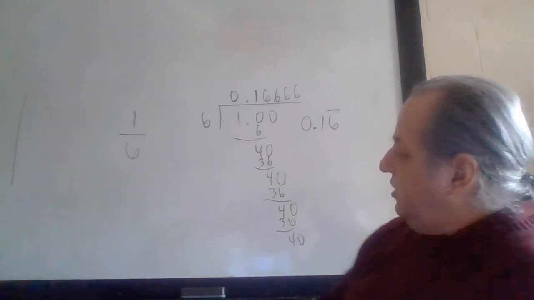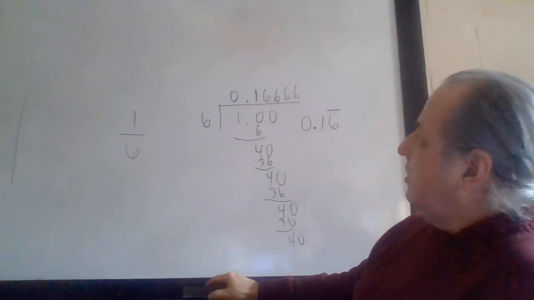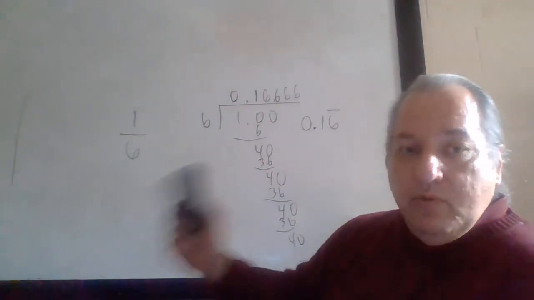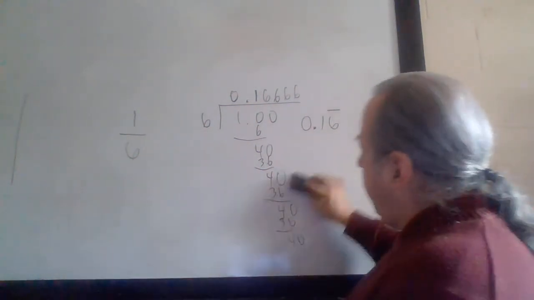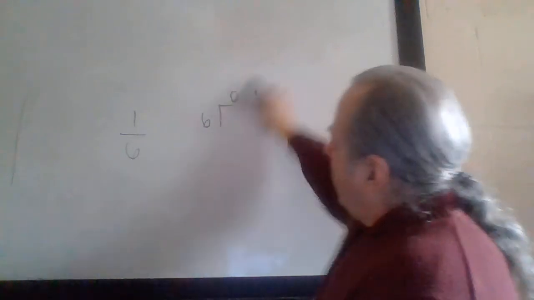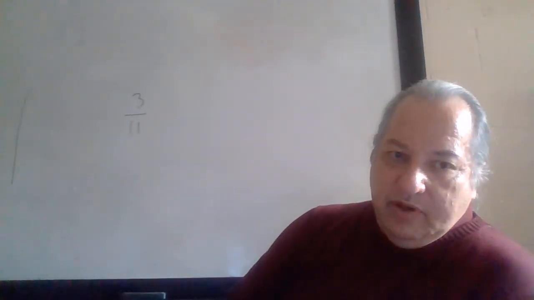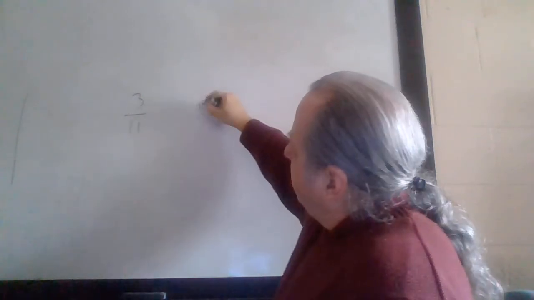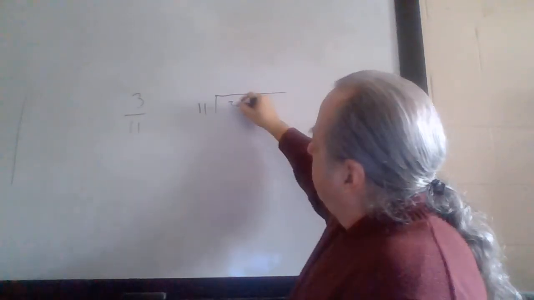Only one more kind to look at with repeating, because sometimes the pattern might be more than one number repeating in a pattern. What do I mean by that? Well, let's look at this example. 3/11. If I want to convert that, 3/11 is 3 divided by 11. So here's my setup.